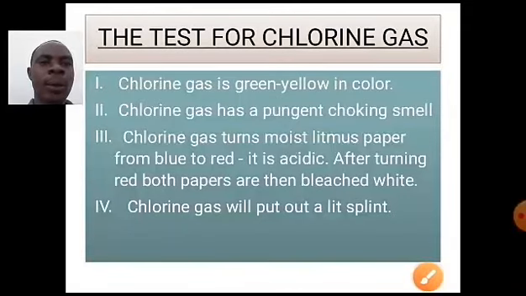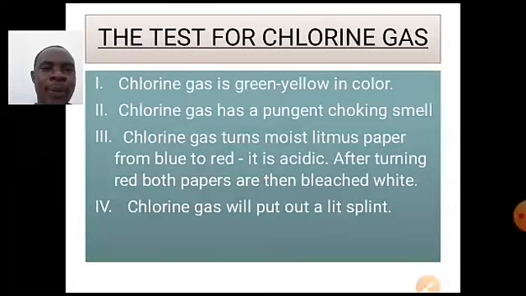Let's see the test for chlorine gas. Chlorine gas is greenish yellow in color. Chlorine gas has a pungent, choking smell. Chlorine gas turns moist litmus paper from blue to red because it is acidic in nature. After turning red, the paper is then bleached white.